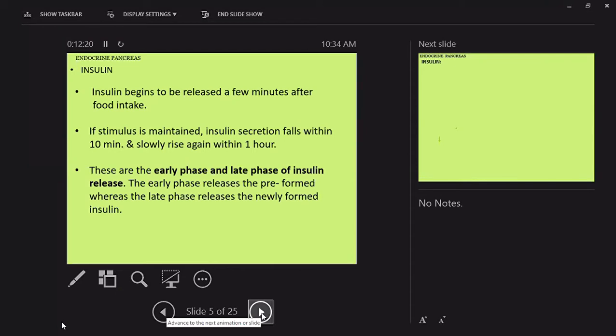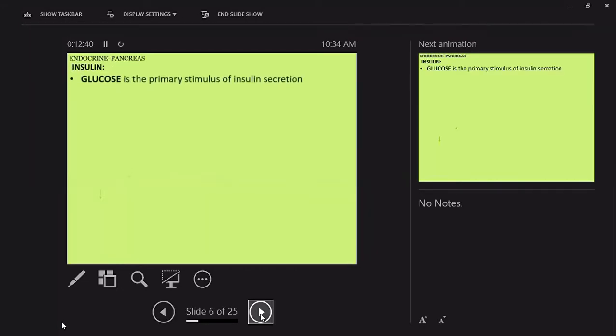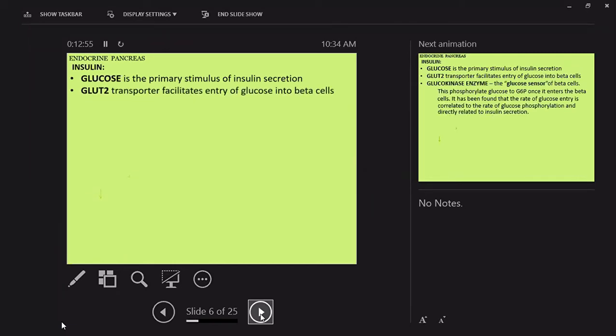Before, during fasting, there is already insulin formed inside and it is on standby at the inner part of the cell membrane. Glucose is the primary stimulus of insulin secretion because food, especially for those who are fond of sweets, has a lot of glucose.